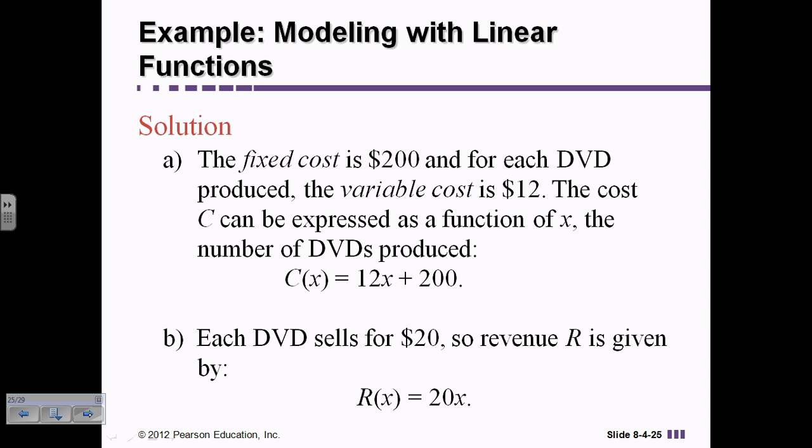So the fixed cost is $200, and each DVD costs $12 to produce. So the cost in terms of x is C of x equals 12x plus 200. So this is function notation. We talked about that before. Even though I'm not using f of x, this is what I mean by function notation. Sometimes it makes it a little bit clearer what we're dealing with. Part B, we talked about, it costs $20 to buy each DVD, and so $20 per DVD would be 20x.